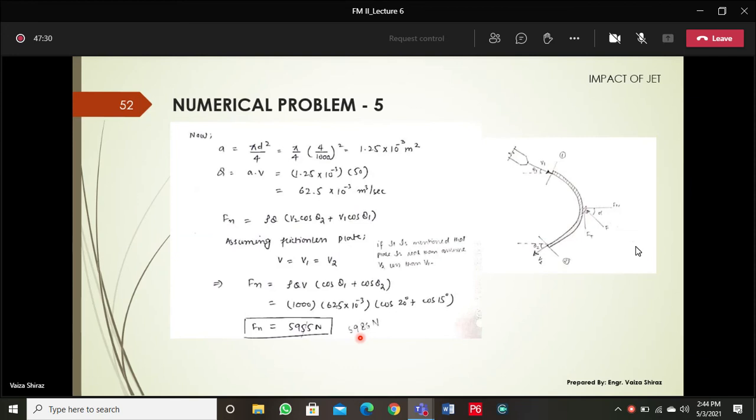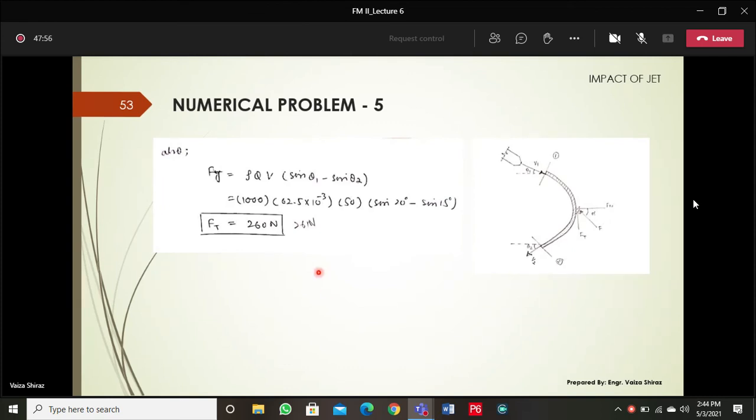Okay, some students can get this value also, which is 5986 newtons. So that is due to the rounding. If students are rounding the numbers and then using the value in the next calculation, then their answers can slightly vary. So if you are getting this answer or if you are getting this, both are correct. Okay, so that is due to the rounding of the numbers. Otherwise, none of these is incorrect.